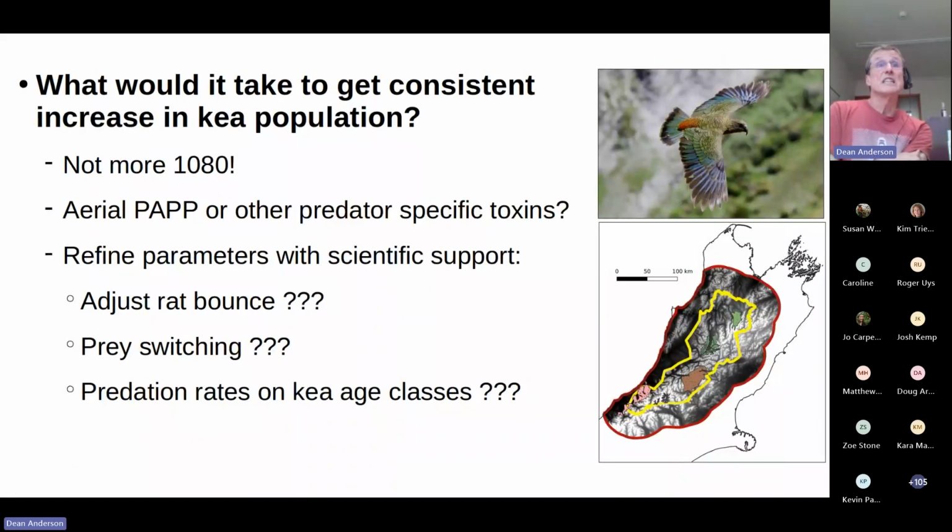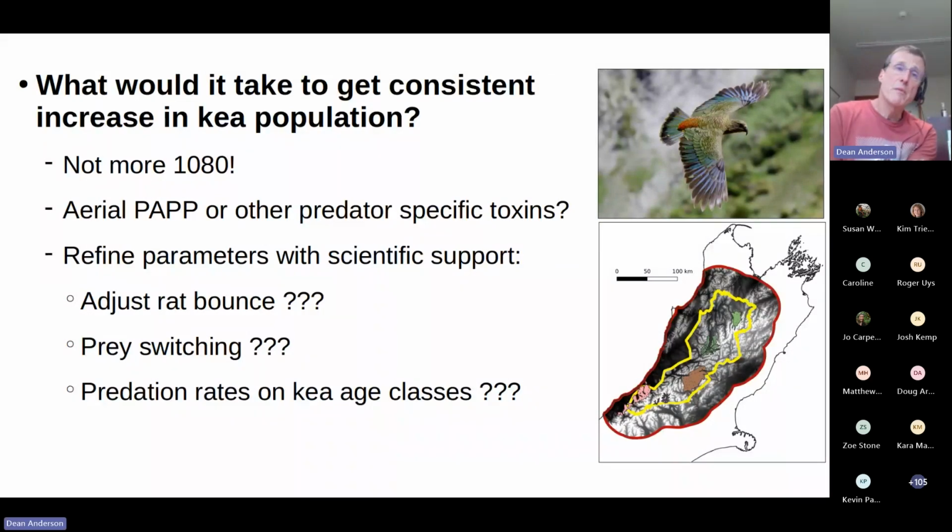So what would it take to get a consistent increase in Kea population? Clearly not more 1080. We can't throw more 1080 at this. Number one, it's not feasible. We're already probably doing more operations than is affordable or logistically feasible. And number two, we're already reacting to both mast and tracking tunnels. And so if we were applying more 1080, we would just be throwing 1080 at very low rat populations, which would have a minimal impact on the stoats. So it wouldn't help. So how about aerial PAPP or other predator-specific toxins? Well, I don't know about those, but that may be a big hope for us in the future.